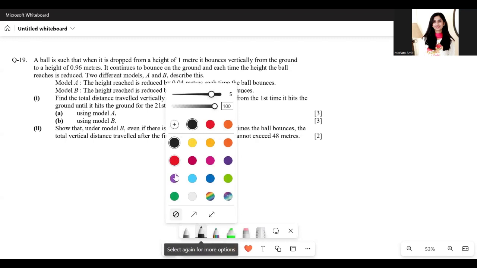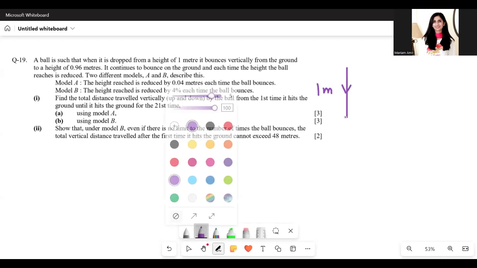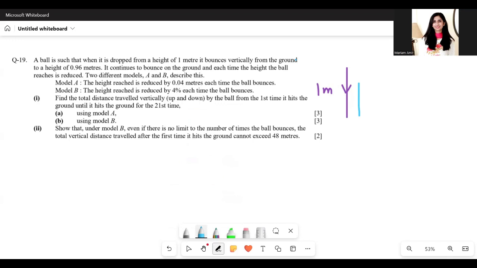Okay, so there's a ball that is dropped from a height of 1 meter. It goes down, and this distance is 1 meter. Then it goes up, but not completely all the way back up, but to a height of 0.96 meters. So this goes up till 0.96. And of course, if it's going up, it also comes down covering the same distance. This is again going to be 0.96 meters.